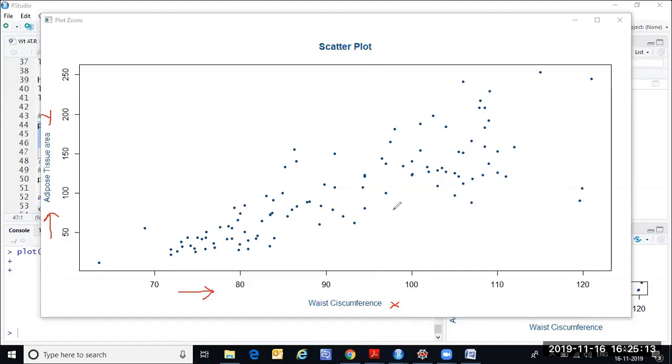However, just by looking at the scatter plot, we will not be able to comment on the strength of the relationship. What do we need to see to bring objectivity to the scatter plot, the relationship? What do we need to see, friends?